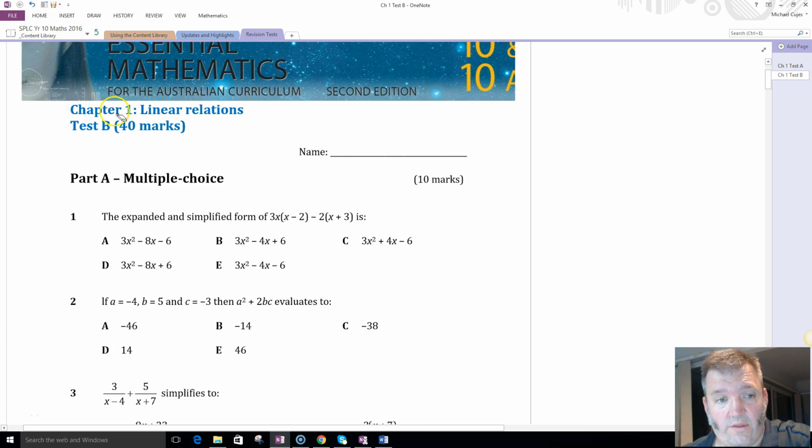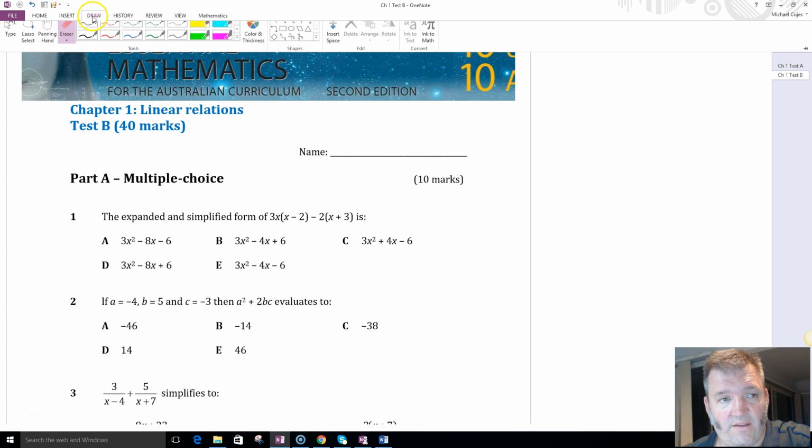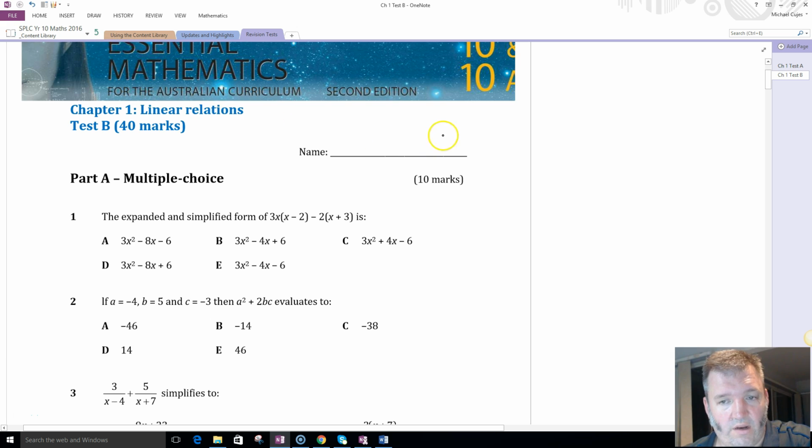G'day everyone, so we're running through the Chapter 1 Test B this time, and what we're going to do is just work through the solutions, see how we go. You'll be able to check your working, find out where you went wrong and fix up your mistakes.